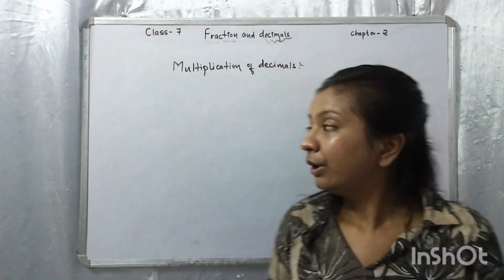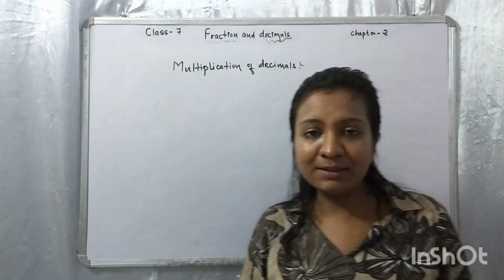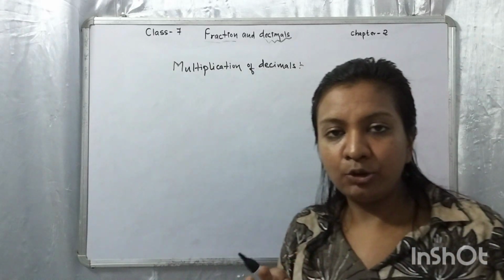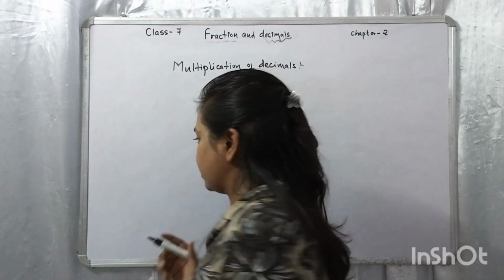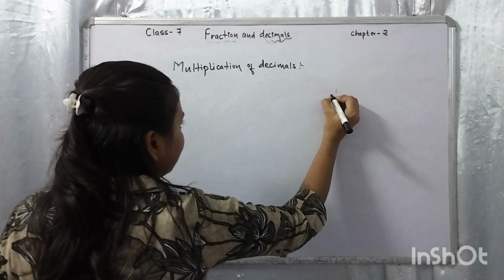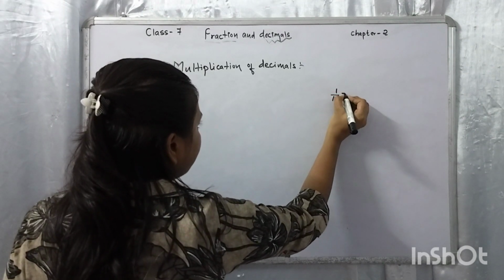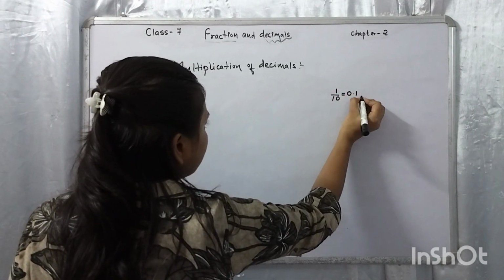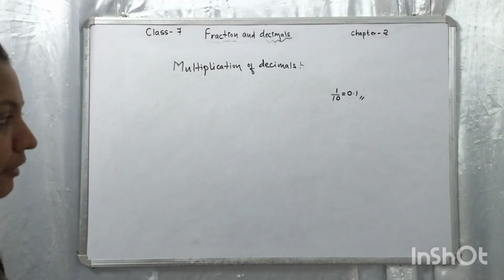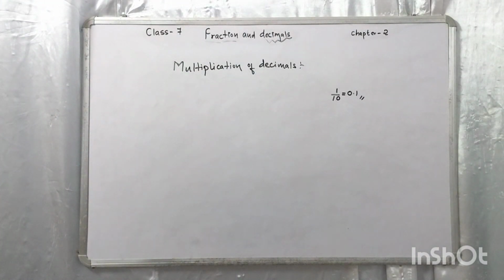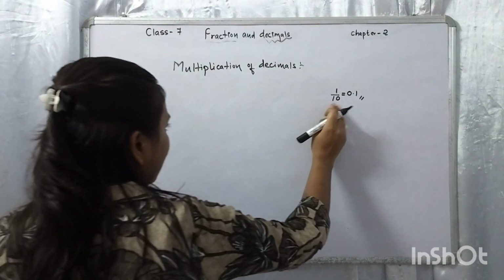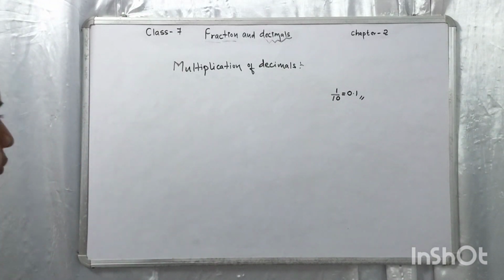So what is decimal? Decimal is any number that is denoted with a point. For example, 1 by 10, which is in a fraction form, can be written as 0.1, which is a decimal form. Fine. 1 by 10 is equal to 0.1. So this is a fraction and this is a decimal. Both have the same values but they are written in different forms, that is fraction or decimal.